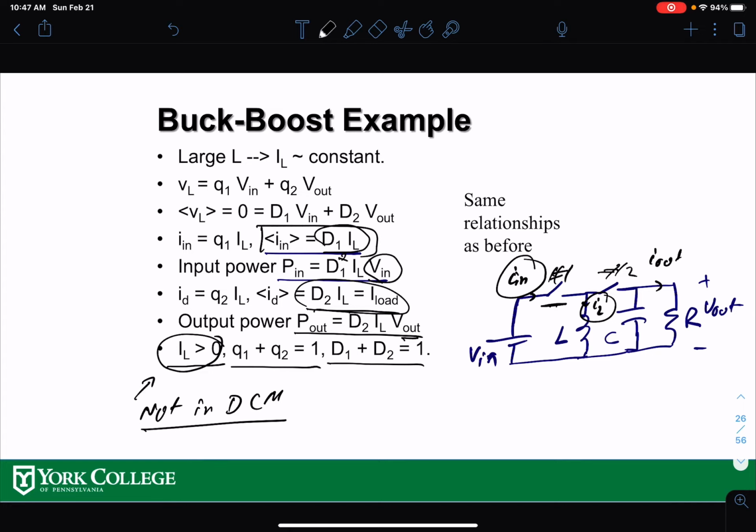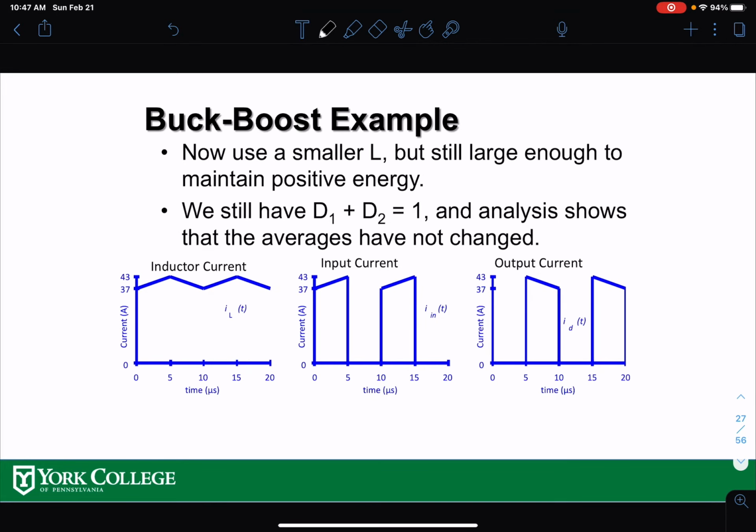In the critical condition, you still have D1 plus D2 equal to 1. Why is that? In your critical condition, if I draw it over here, this is your D1 and this is your D2, still D1 plus D2 is 1. If you take a normal current, what is the input current and what is the output current for the buck-boost converter? This part over here is the input current, and this is your output current. So this is your I out, this is your I in. If you separate them, this is the input current and this is the output current.